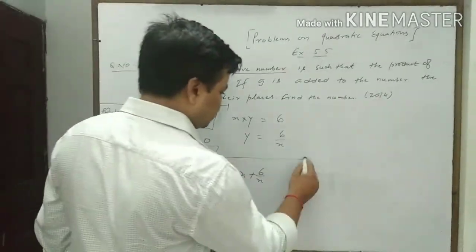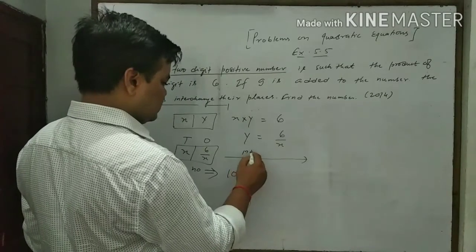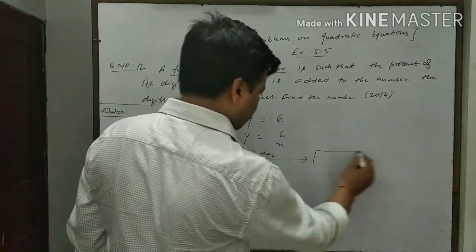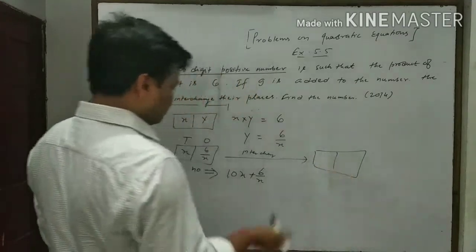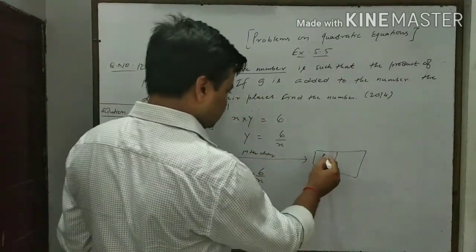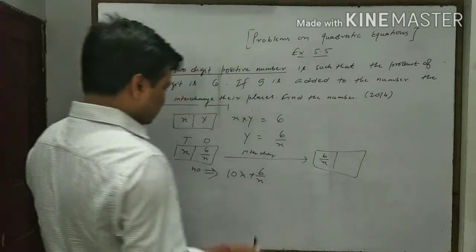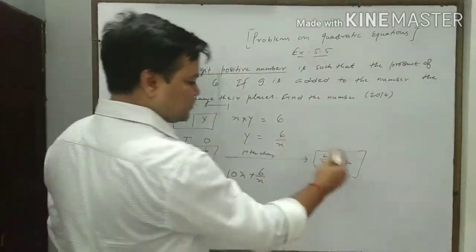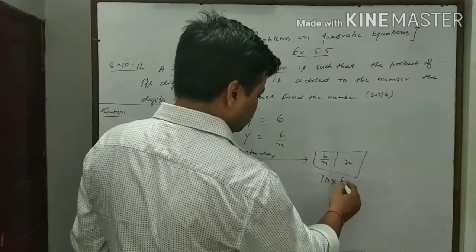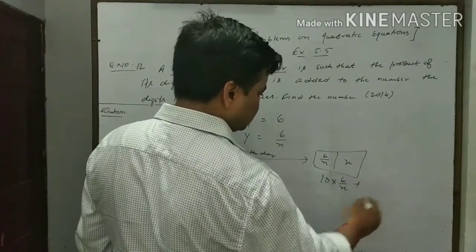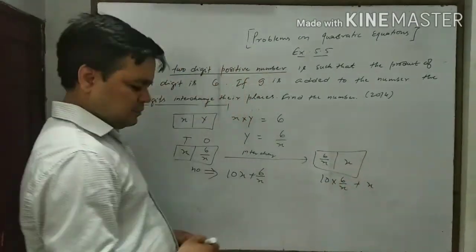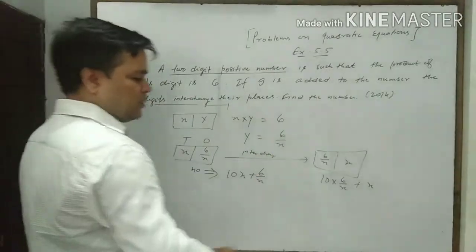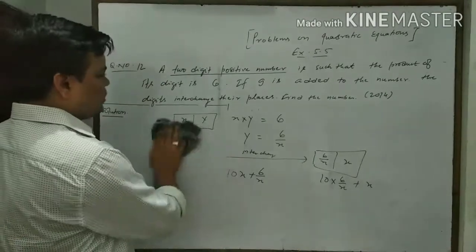And after interchanging their places, the number will be in this form. The digit which is at ones place will be at tens place, and the digit which is at tens place will be at this place. The expanded form will be 10 into 6 by x plus x. Okay, so like this way, keeping this concept in our mind, we try to solve question number 2.